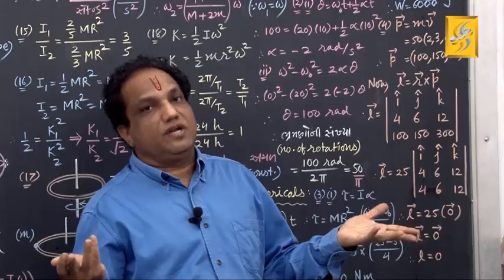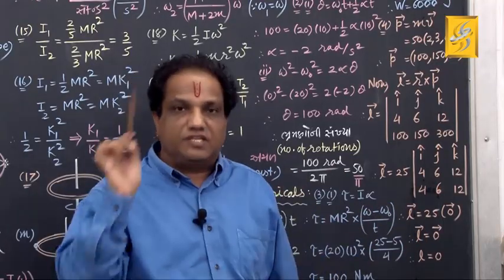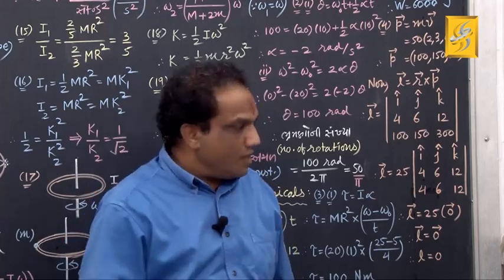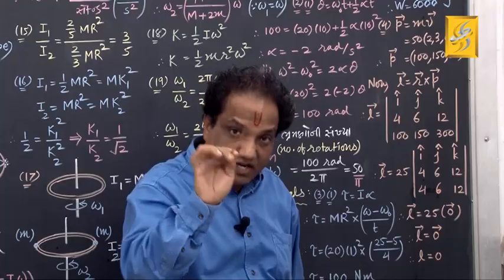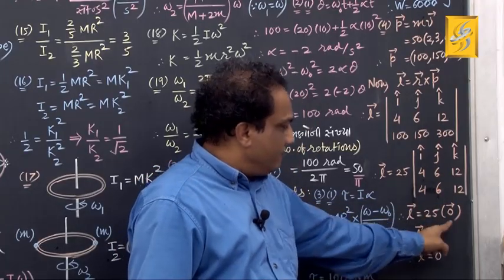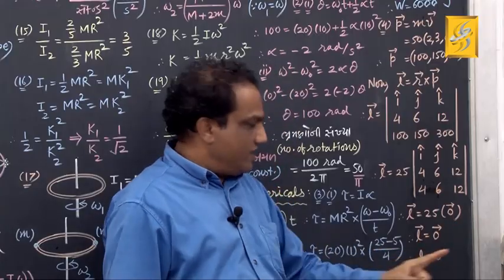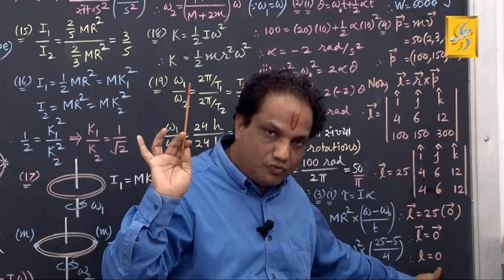In any 3 by 3 determinant, whenever any 2 columns or any 2 rows are the same, its expansion comes out to be 0. But because these are vectors right now, this expansion would come out as the 0 vector. That's why I have written the 0 vector into 25, which will give you the 0 vector. Whenever a vector is the 0 vector, its magnitude is also 0.